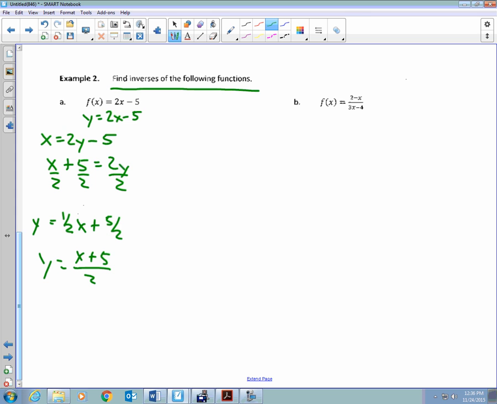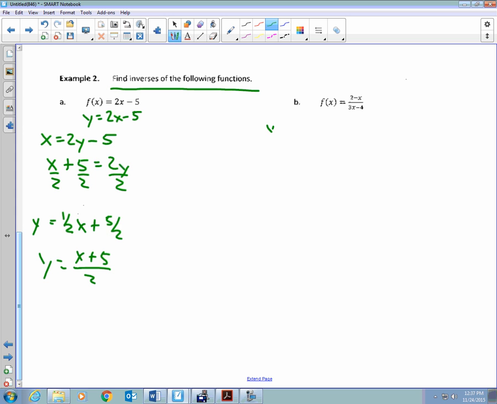Is a line 1 to 1? Does a line pass the horizontal line test? Yes, it does. So therefore, we can be confident that it has an inverse. If it is not 1 to 1, it's a lot trickier to find the inverse. You can't always do it. That gets a little bit more complicated. We'll get to an example later on.